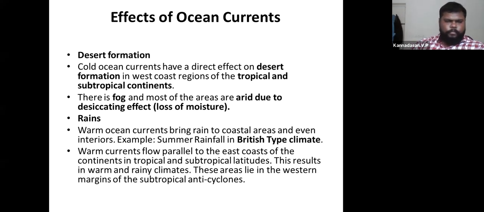Right? So now the effects of ocean currents. One is desert formation. How desert formation happens, we'll see that last. First, we'll see rain. So, effects of ocean currents: wherever a warm ocean current is there, you can see rainfall. Why? What is the relationship between warm ocean current and rainfall?